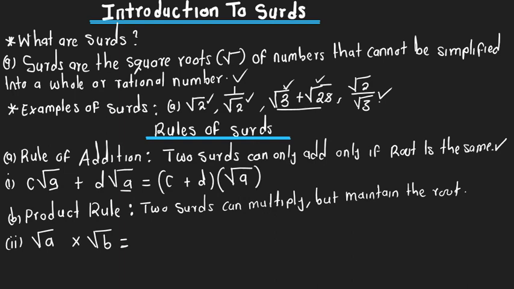Then the product rule. 2 sets can multiply but maintain the root. In this case, you don't need to have the same base. The bases can be different, but all you have to do is simply maintain the root and multiply what is inside. You need to understand this.